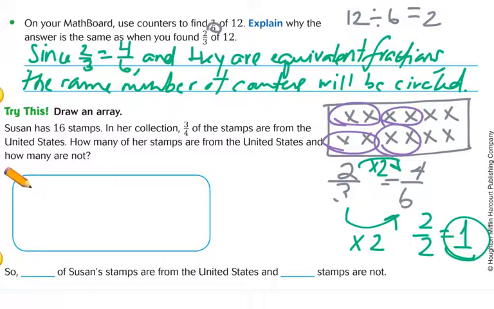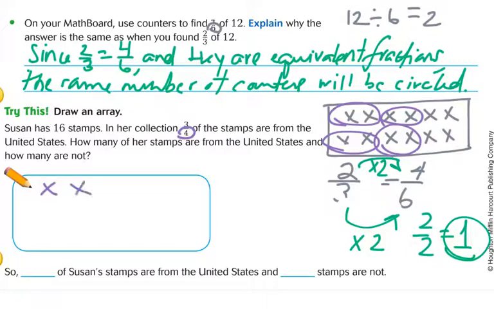Now it says, try this. Susan has 16 stamps in her collection. 3/4 of the stamps are from the United States. How many of her stamps are from the United States and how many are not? So what we're going to do is make an array of her stamps first. And we know that 4 is our denominator, and 4 is telling us how many actual rows that we need to have. So we're going to have our 16 in rows of 4.